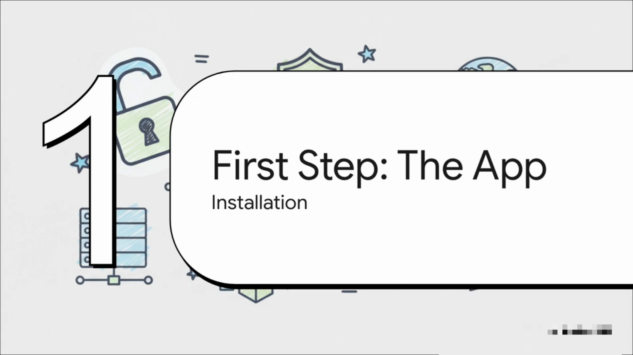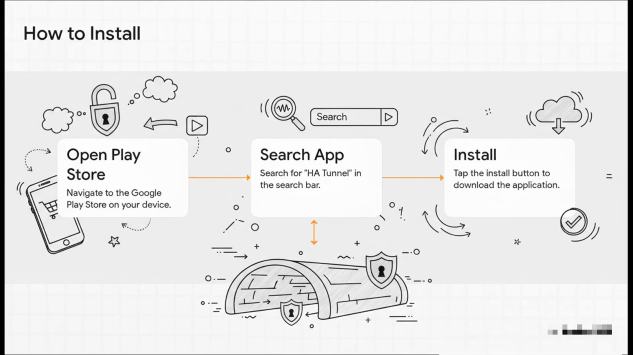All right, let's get our hands dirty. The very first step is probably the easiest one of all. We just need to get the app itself. Before we can start messing around with hosts and config files, we've got to have HA Tunnel installed on our device. Yeah, this part's a piece of cake. Just pop open the Google Play Store on your device, type HA Tunnel into the search bar, and hit that install button. Easy as that.